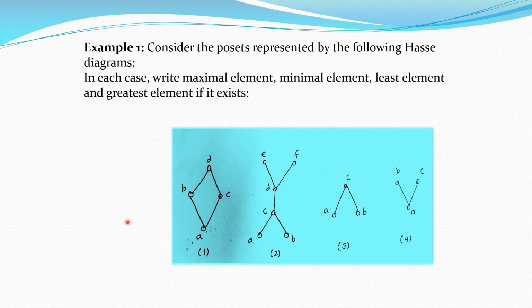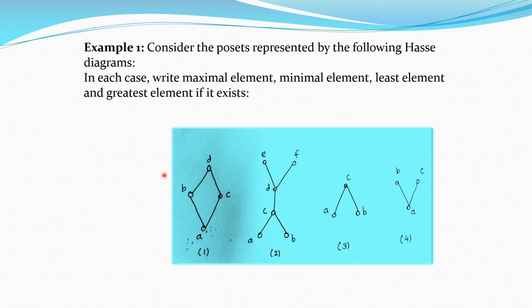Now see the first diagram. In the first diagram there are four elements A, B, C, D. It means it is a partial order relation on set {A, B, C, D}. Now what is a maximal element? From a maximal element, upward journey is not possible. From A upward journey is possible, from B upward journey is also possible, from C also upward journey is possible. But from D upward journey is not possible. It means D is not preceding any element and so D is the maximal element.